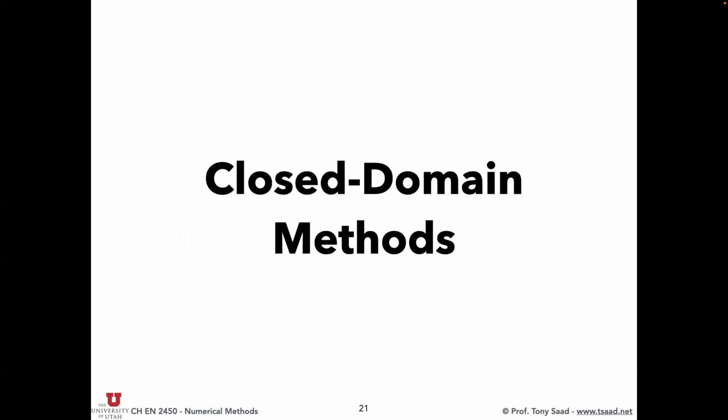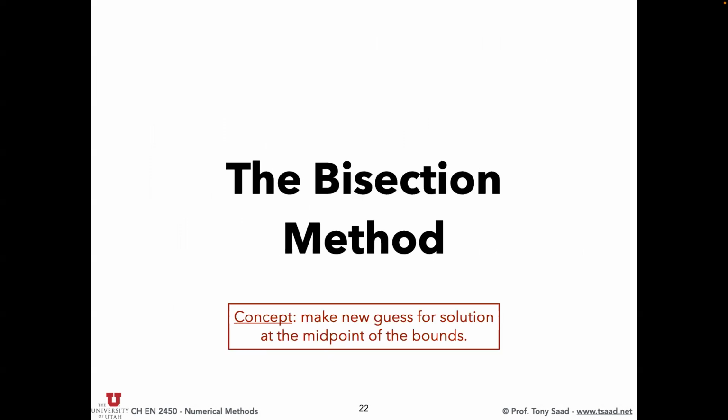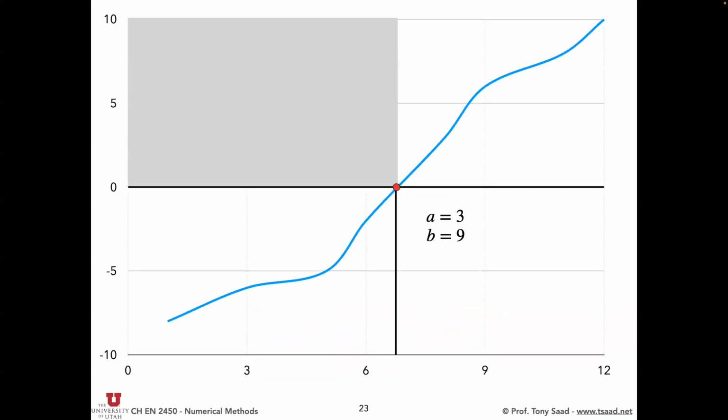We will start with closed domain methods, and the first method we're going to use is the bisection method. And the idea is to make a new guess for the solution at the midpoint of the bounds. So starting with bounds, you make a guess and say, my root is going to be at the midpoint of these bounds, and then repeat. Same idea as finding a letter or a word in the dictionary. You say, okay, it's going to be between this letter and that letter. I'm going to cut this in half and then open it in half and then choose which side your word is going to be in, and then continue repeating the same process. And we will illustrate this method graphically.